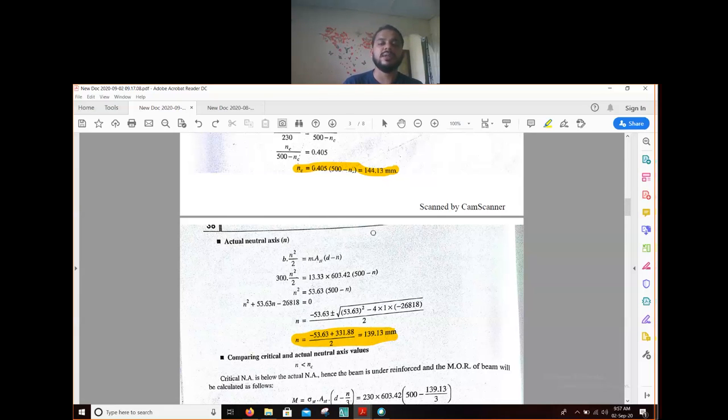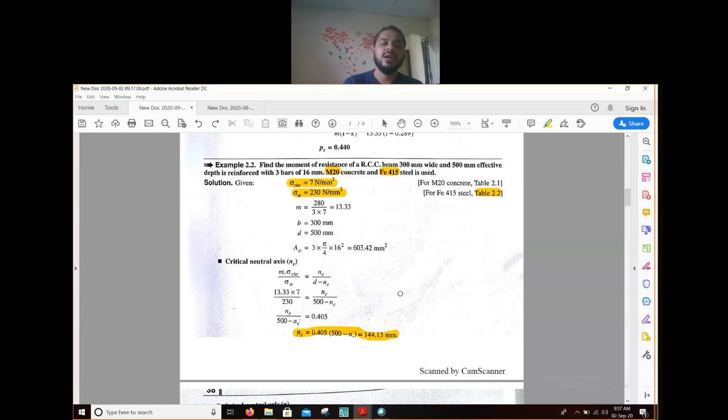Okay, so now did you understand this problem? Everything is given, only you have to remember the formula, how to use the formulas. Based on the values given in the question, you need to remember which formulas we have to use. And you have to remember from which table you will get the values of sigma CBC and sigma ST. From table number 21 of IS 456, you will get the value of sigma CBC based on the grade of concrete, and based on the grade of steel, you will get the value of sigma ST.